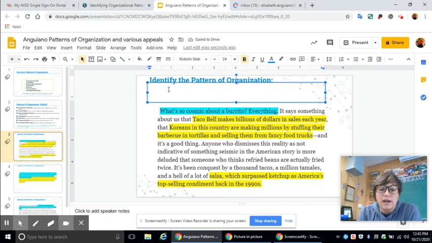Okay, so remember, it is very important that you read the paragraph. Don't just read the highlighted parts.